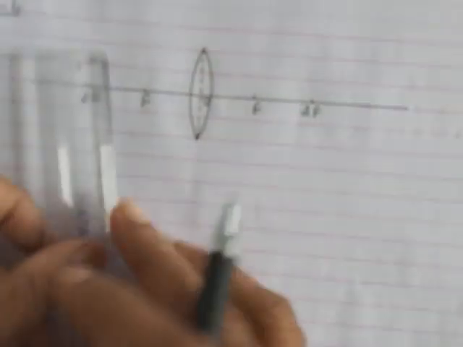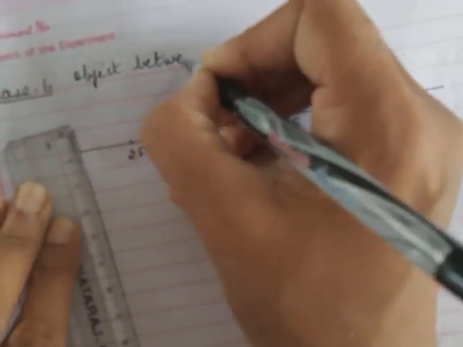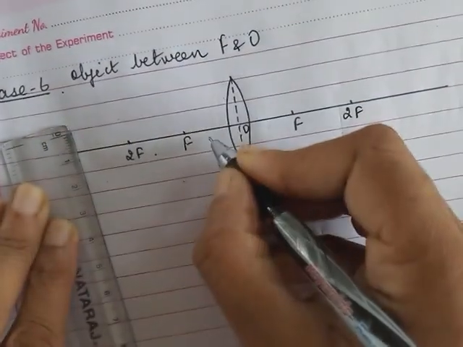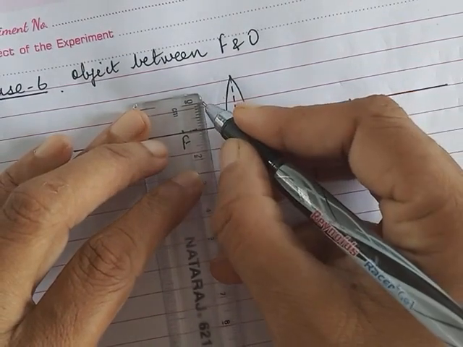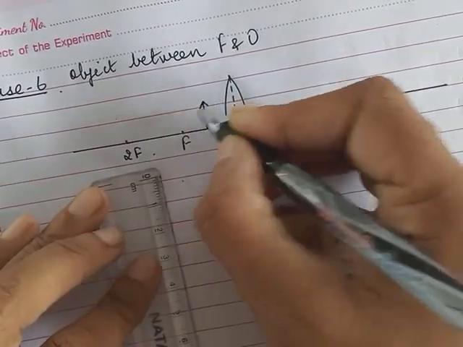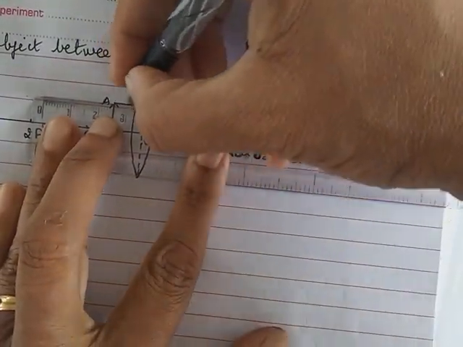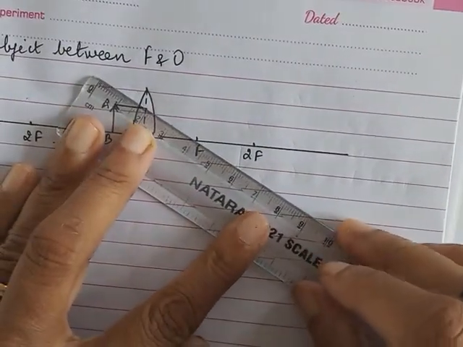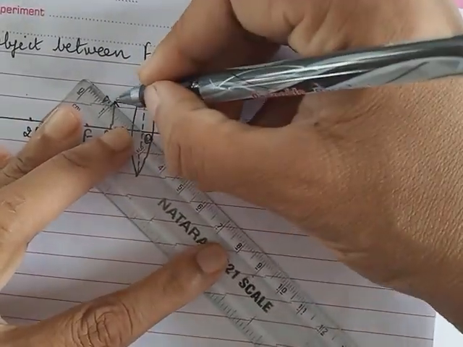Okay, children. Now come to case 6. Case 6 is a little different diagram. Object between F and O. So this is your F, this is your O. So now object is between F and O. So this is your object A, B, and the first ray parallel to principal axis, then passing through principal focus, second ray passing through optical center and going straight.